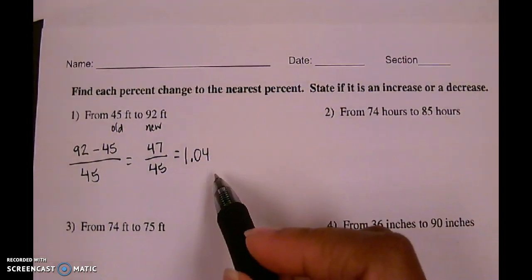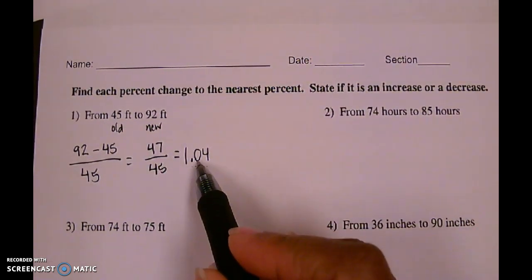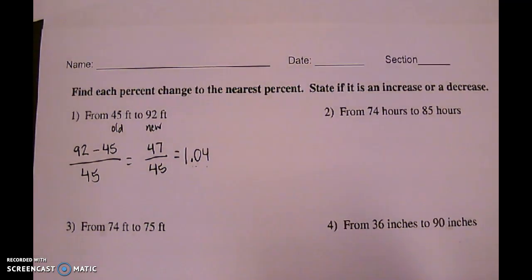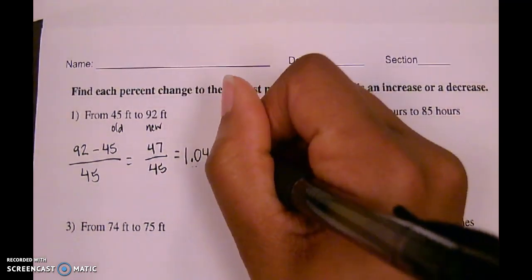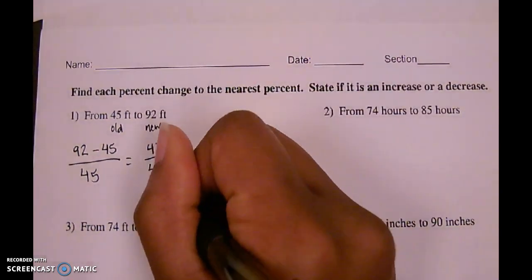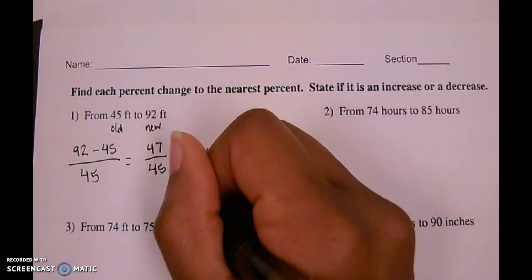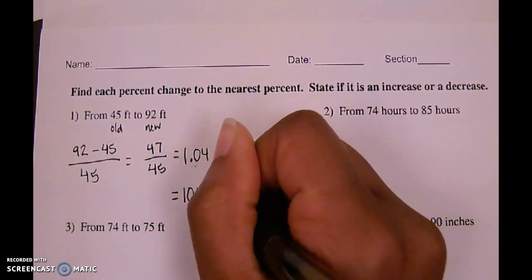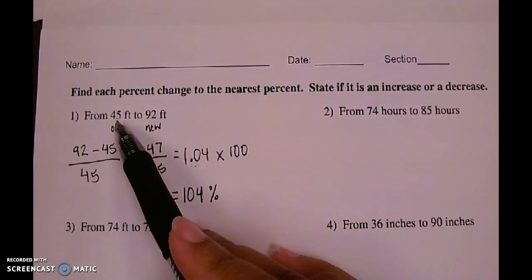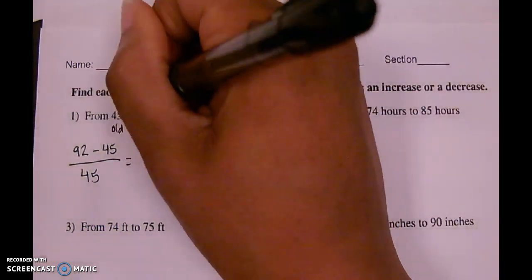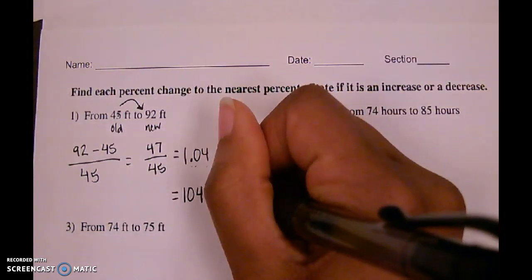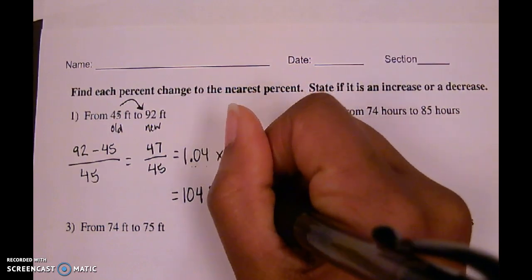So I'm going to round it to the nearest tenth, okay? Remember, I'm not done yet because I have to take whatever this is and multiply it by 100. And when I multiply this by 100, I'm going to end up with 104%. Now, since we went from a smaller to a larger number, this would be a 104% increase.